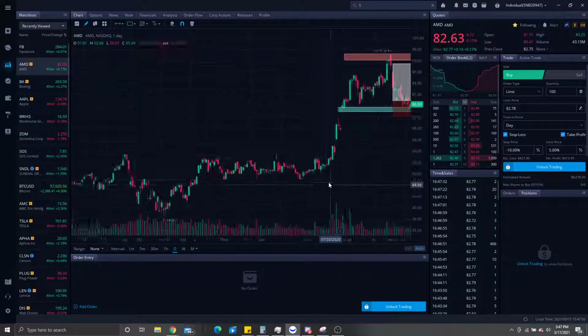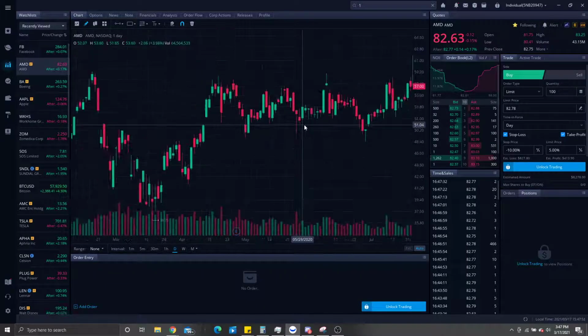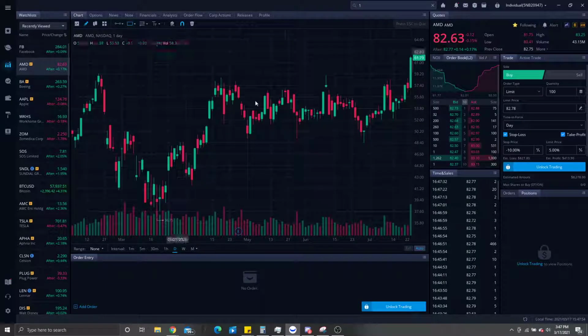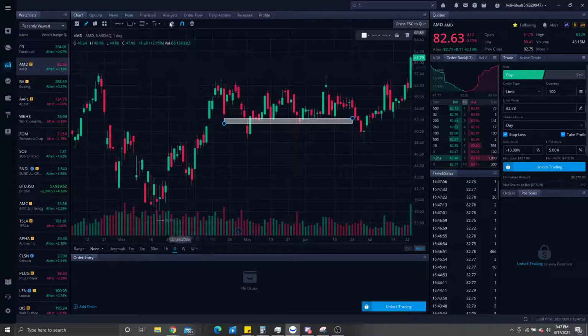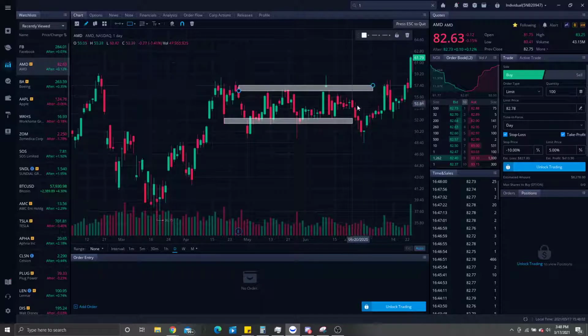But say you're trading stuff like this here. This is technically considered support zone. This is technically considered resistance zone.